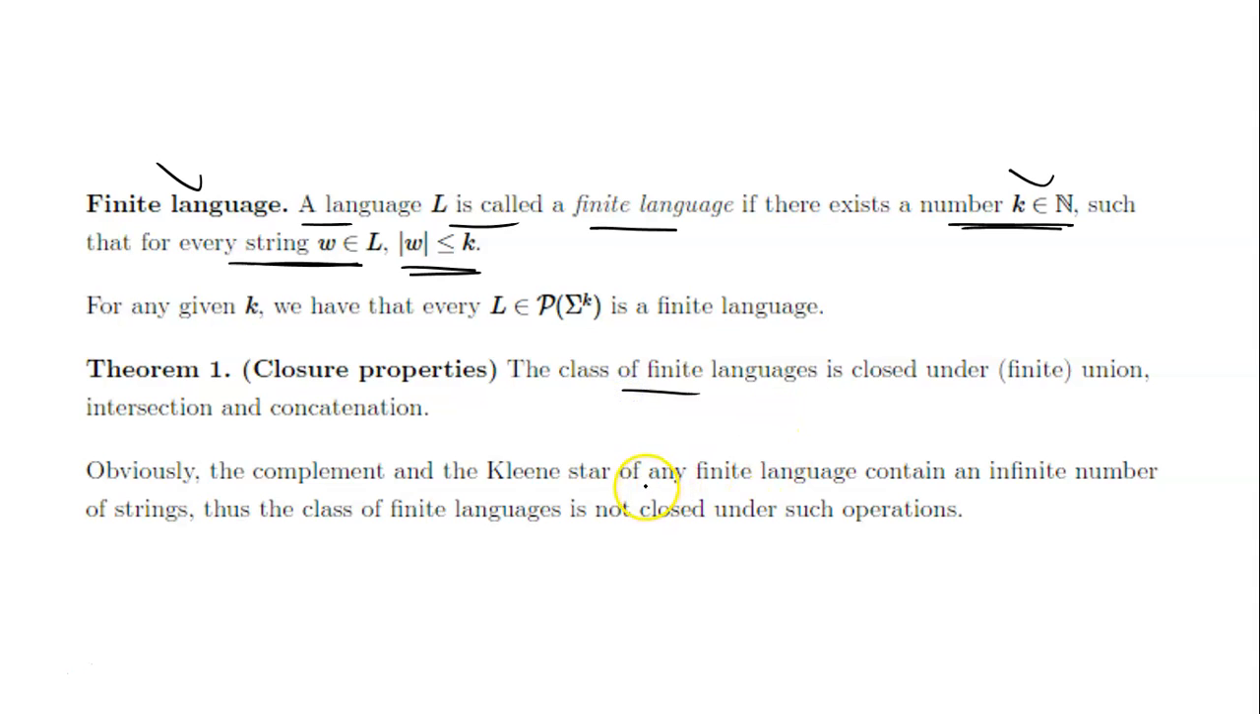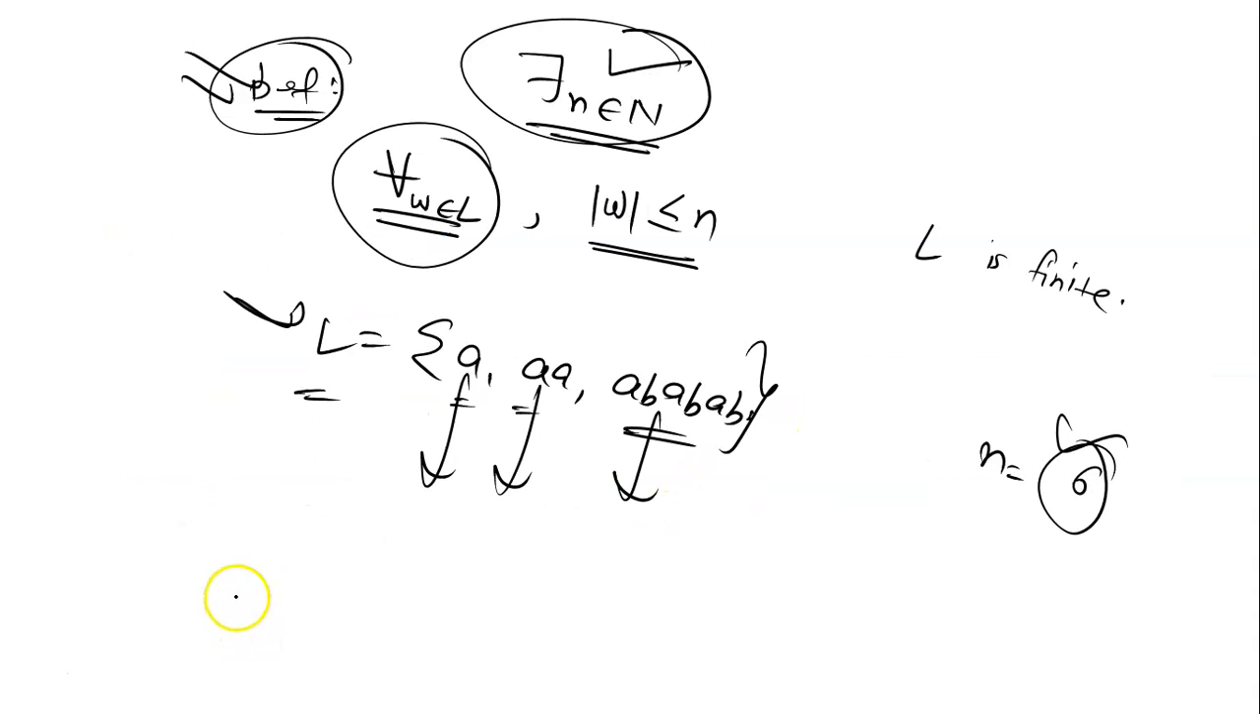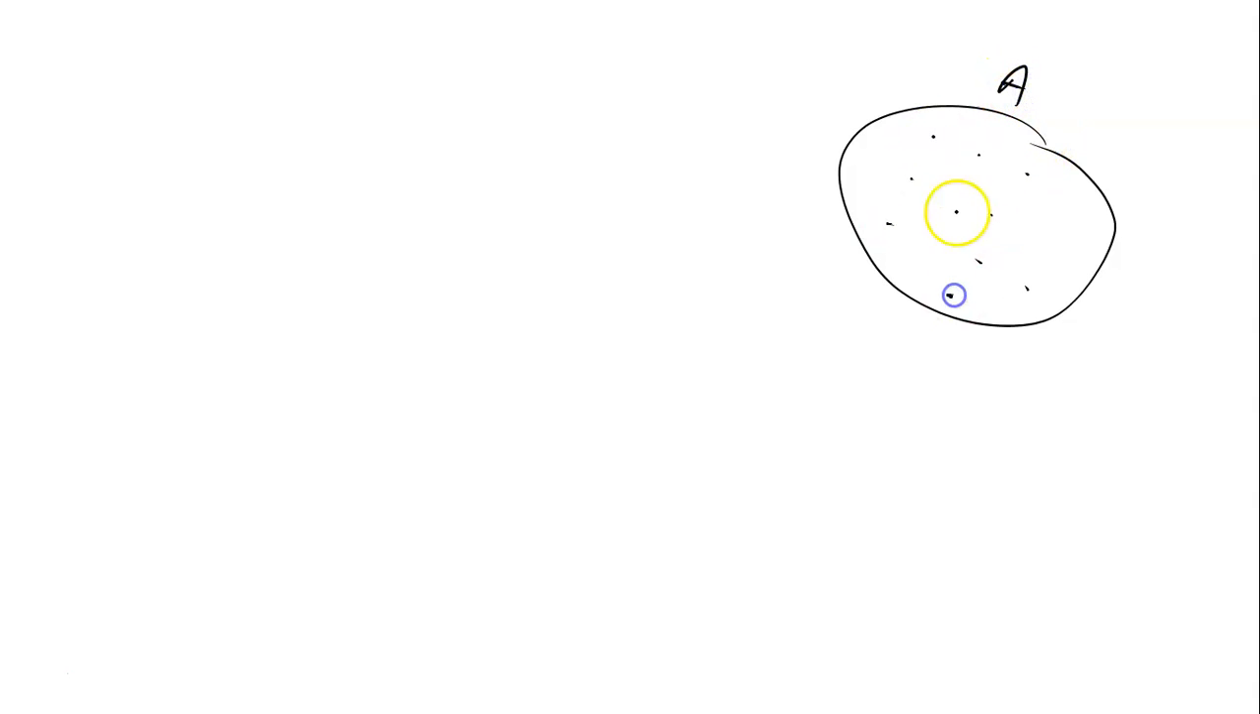Now let's see the closure properties of finite languages. So what is the meaning of closure properties? Closure property means basically you have a set. Let's assume this is your set A, and in this set you have some elements, and on these elements we define some operation. So let's take 2 elements from this set and define some operation on these elements. Now closure property says that this set A is closed under this operation.